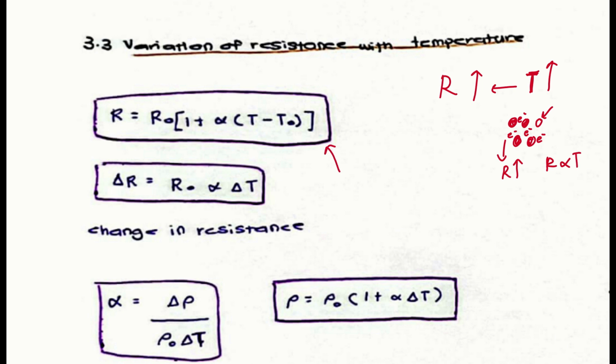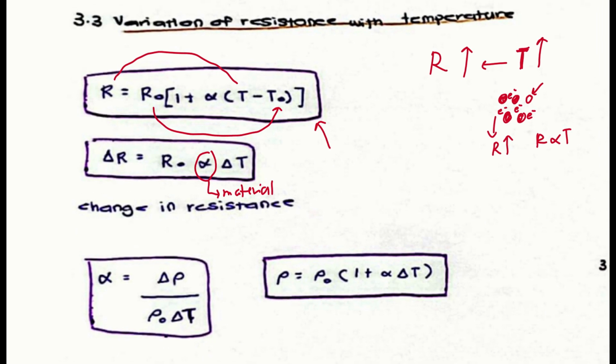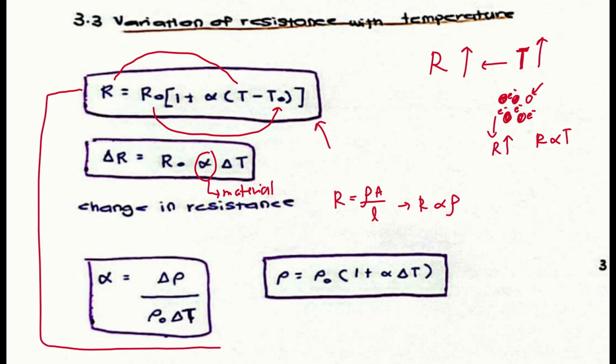So this is the equation that relates R for certain temperature. So R is for T, R naught is for T naught. And alpha here is the temperature coefficient. It depends on the material we are using for certain case. As we know, just now we have R is equal to rho L over A. From here, R is directly proportional to resistivity. Hence, we can also have the same pattern of equation, instead of writing R, we can write it in terms of resistivity.